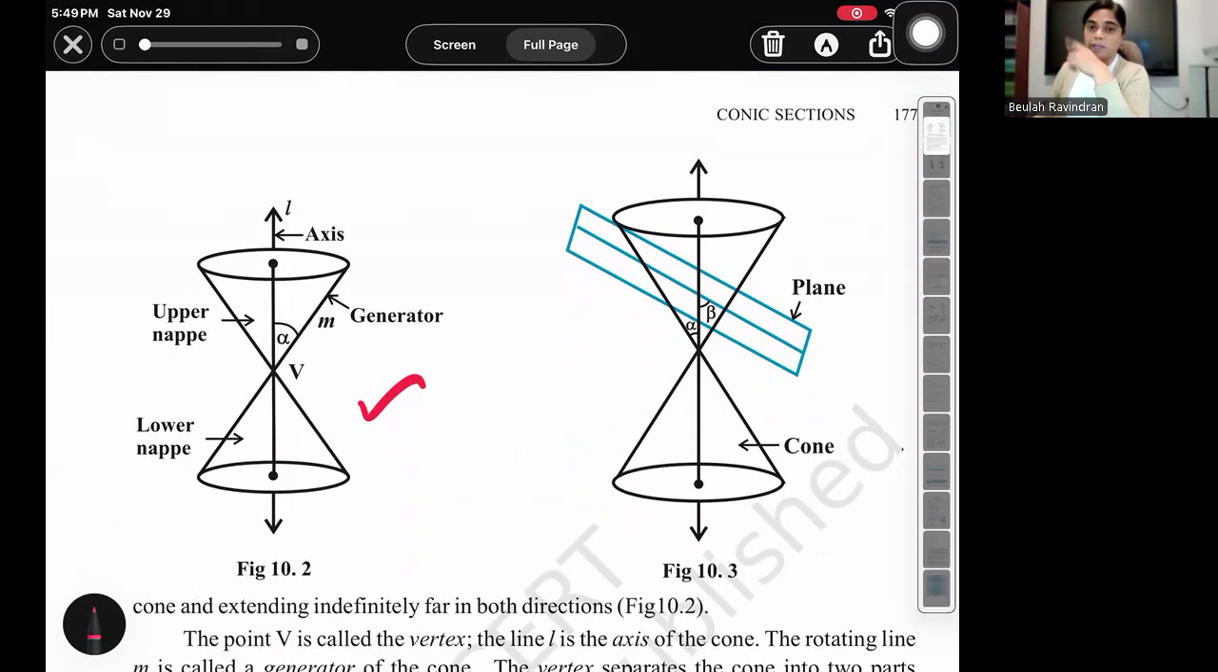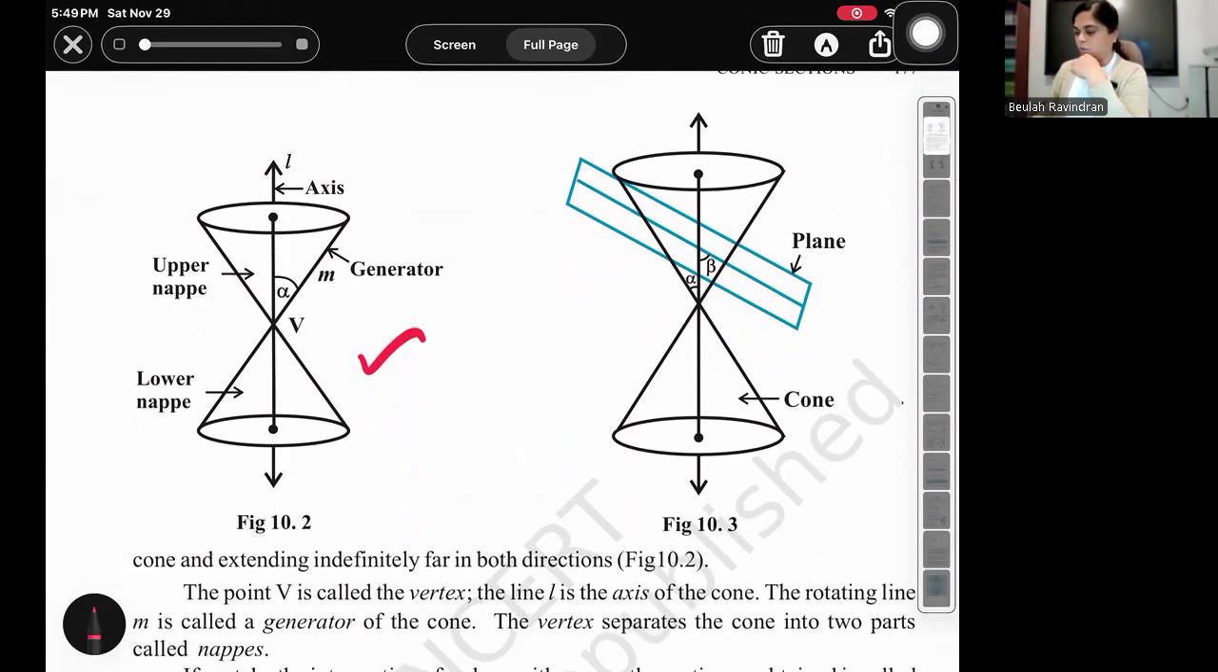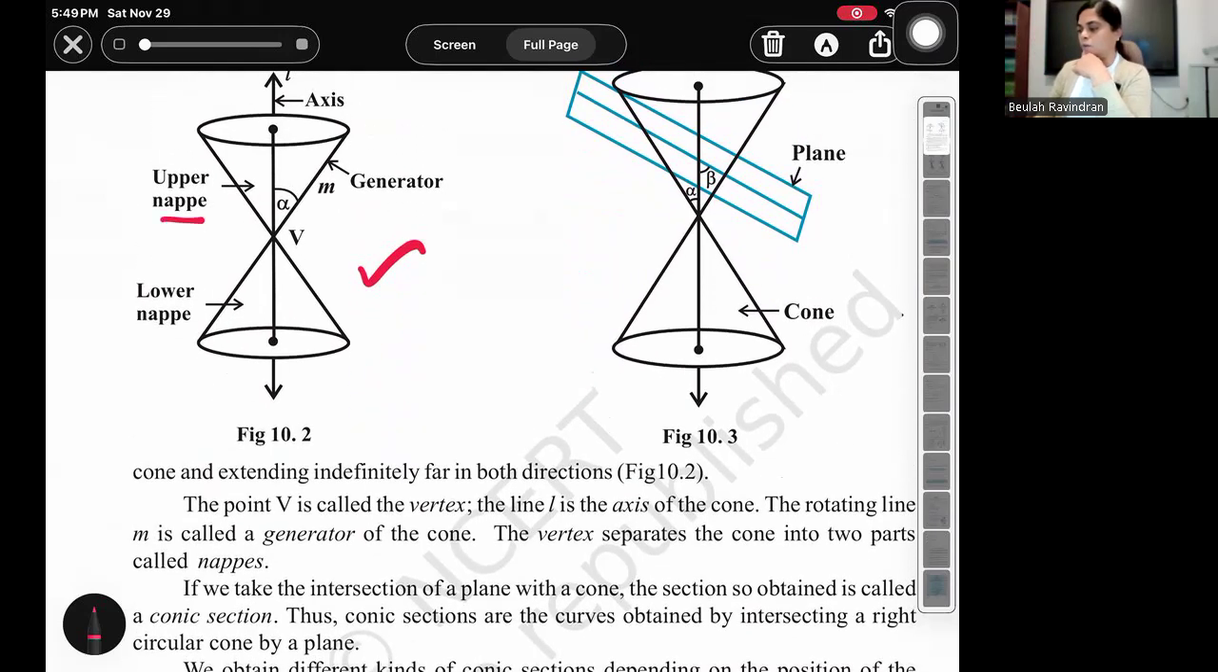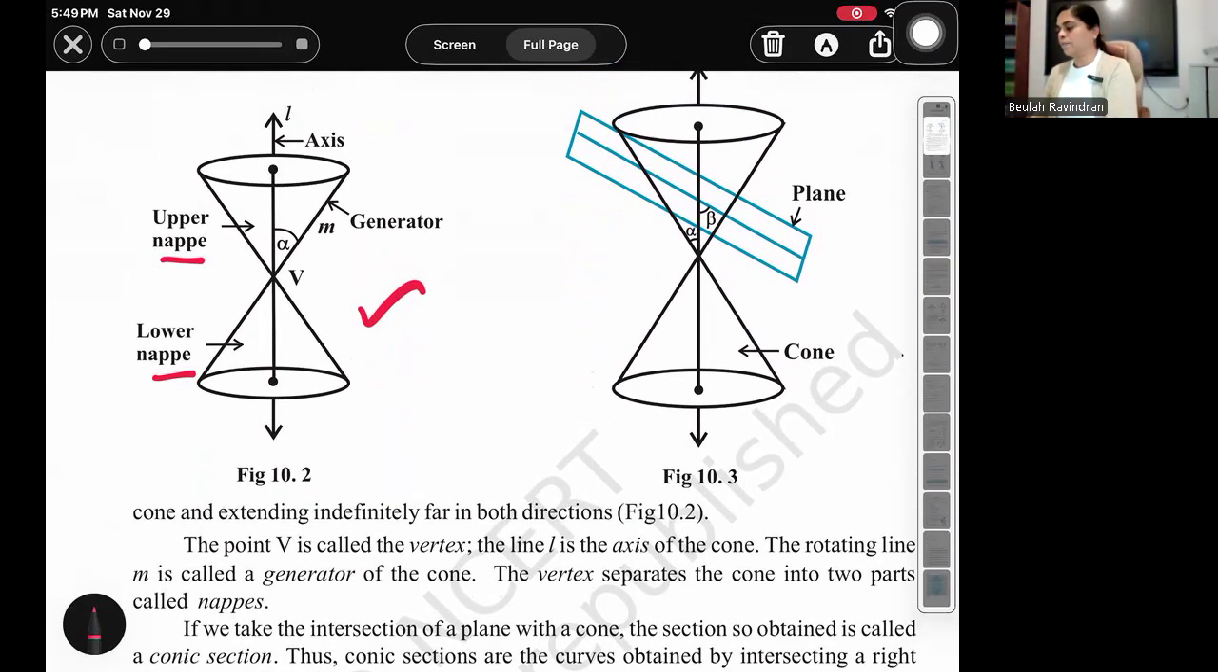Right circular cone. So this is what the upper nap and lower nap are. So this is a plane. Suppose you introduce a plane here, plane means 2D.